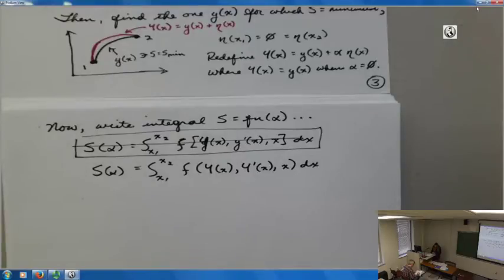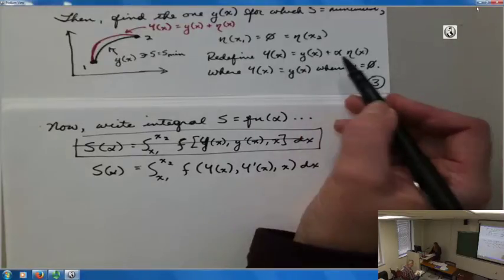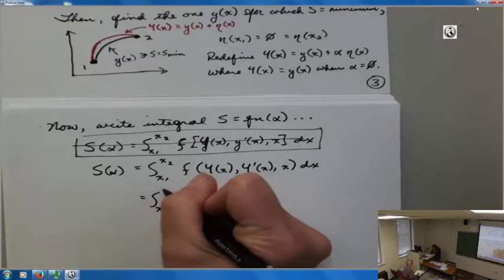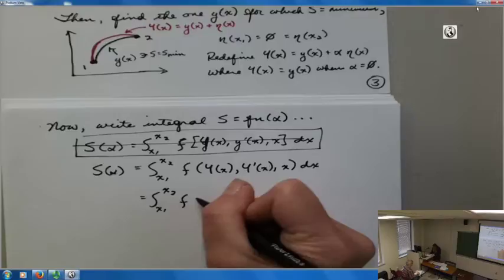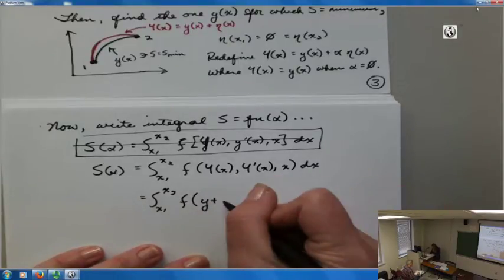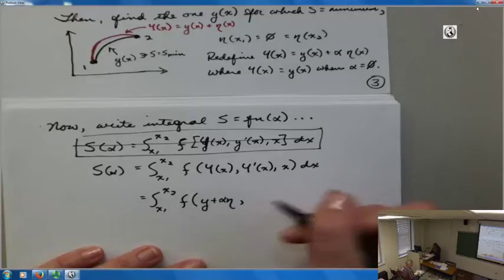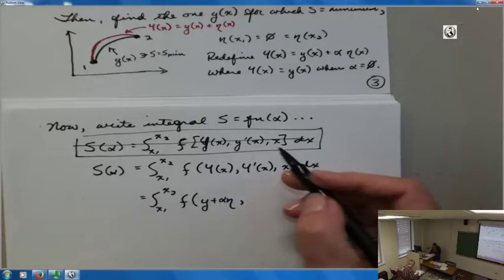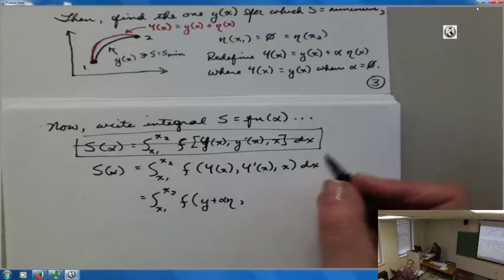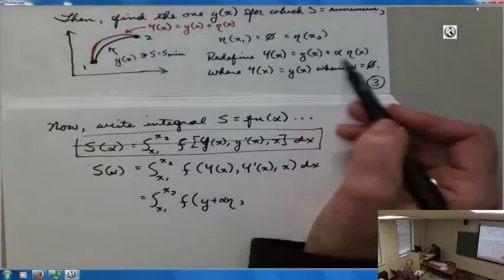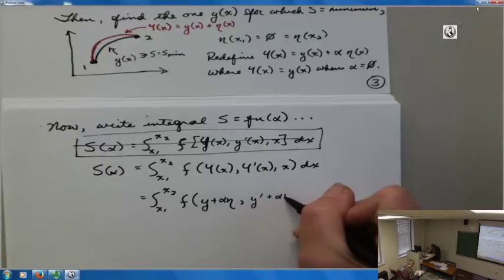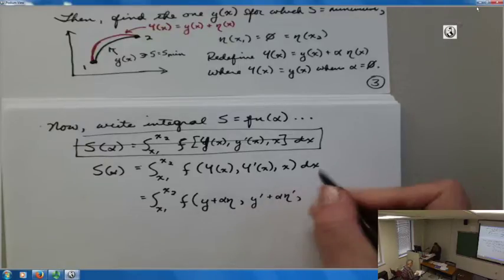Okay. And then I can make my substitution from here, wherever I see my capital Y. So I have y plus alpha eta, my value of y, and then y prime, meaning the derivative with respect to x of capital Y, is going to be y prime plus alpha eta prime and x.